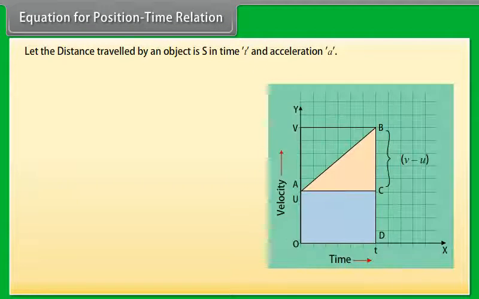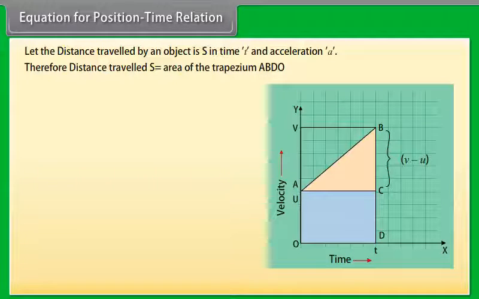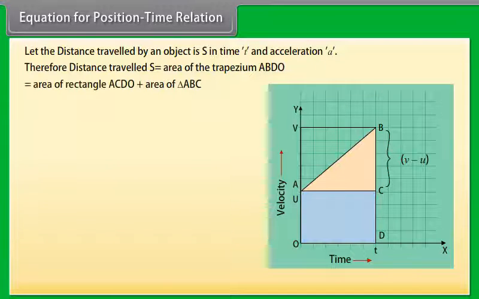Equation for position-time relation. Let the distance traveled by an object be s in time t, with acceleration a. We can see that the distance traveled by the object is obtained by the area enclosed within. Therefore, distance traveled s is equal to the area of the trapezium ABDO, which equals the area of rectangle ACDO plus the area of triangle ABC, which is equal to OD into OA plus 1 upon 2 BC into AC.